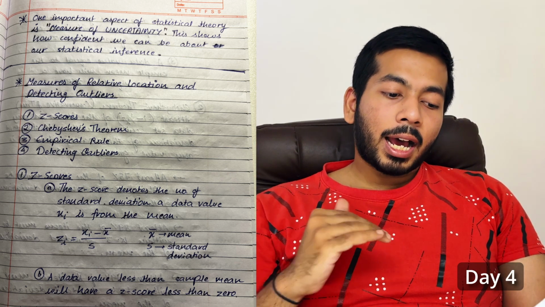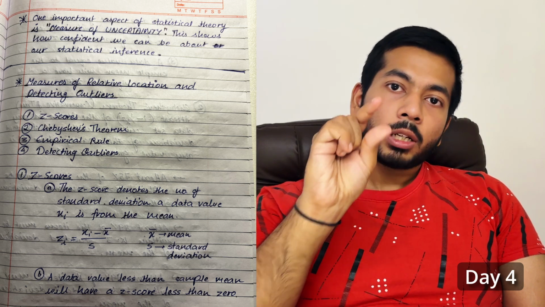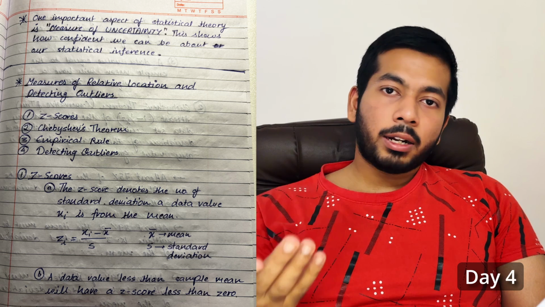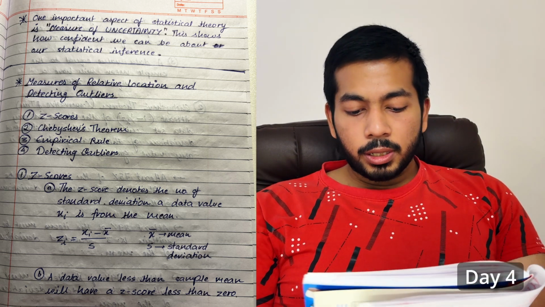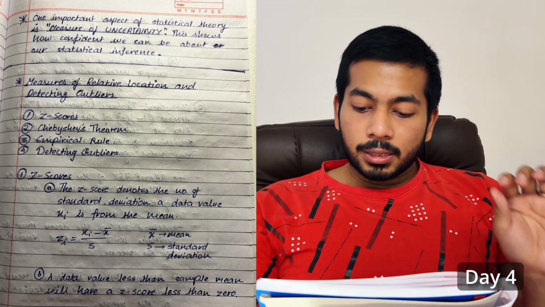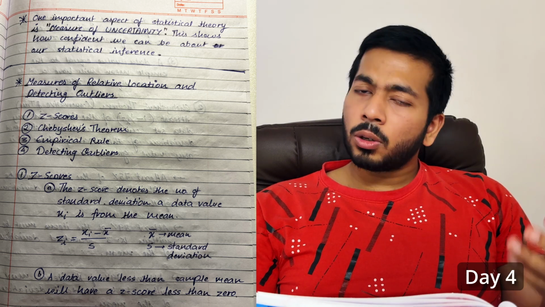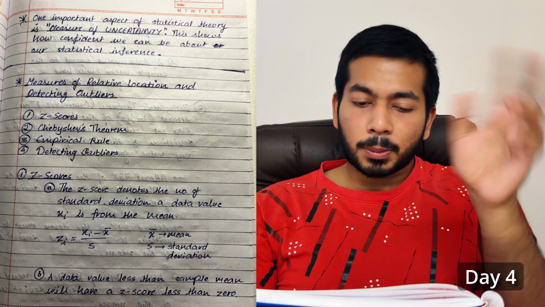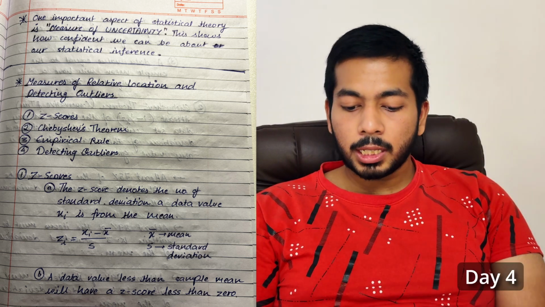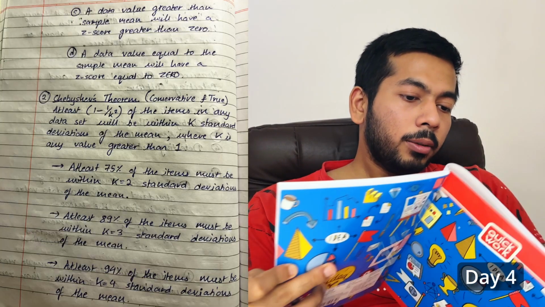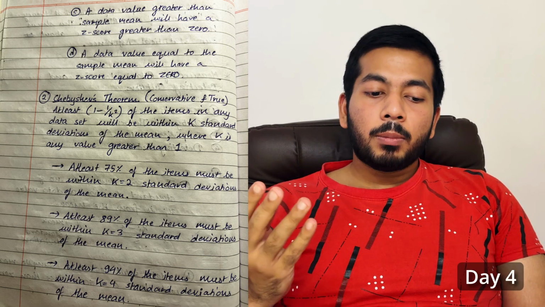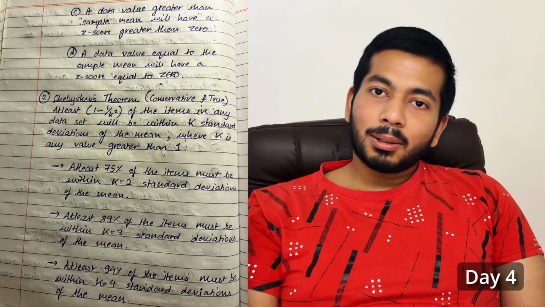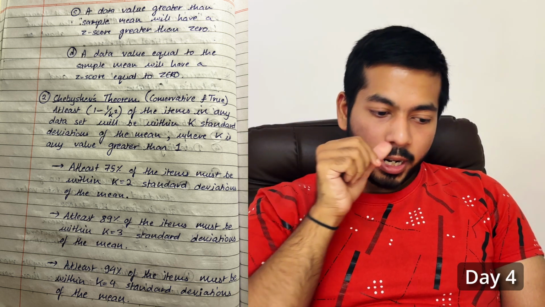What's the formula for it? Zi is equal to xi, that is that particular element, minus x bar, which is the mean, divided by s, which is the standard deviation. The next point is a data value less than the sample mean will have a z-score less than 0. Makes sense, because if the data value is less than the mean, then the subtraction will become negative and the z-score will be less than 0. It should be vice versa as well. Yes. So a data value greater than the sample mean will have a z-score greater than 0, and if the data value is equal to the mean, then it becomes 0. Subtraction becomes 0, right? Makes sense.